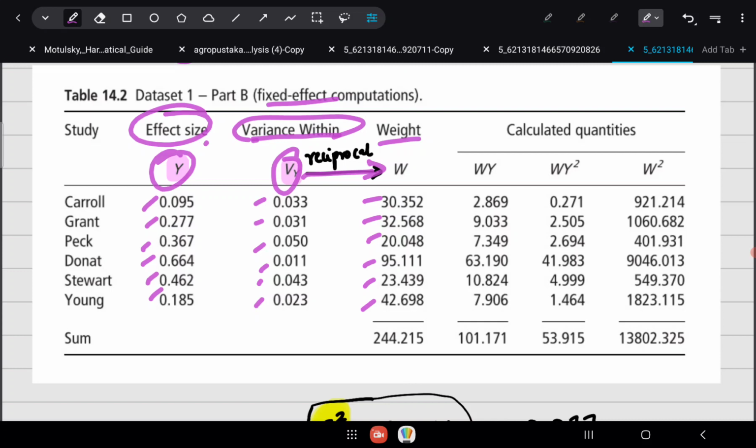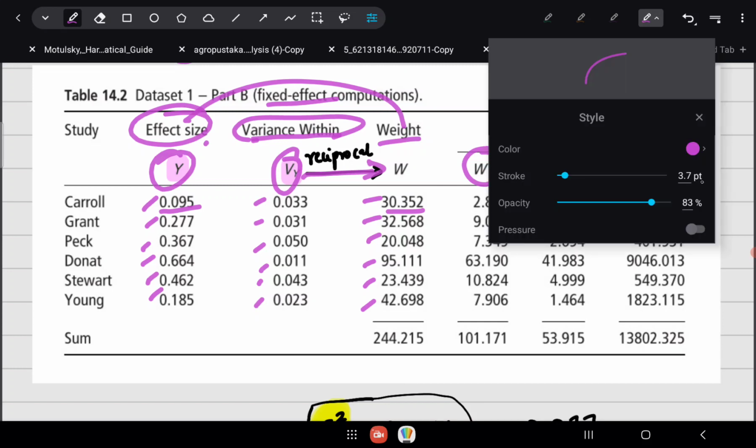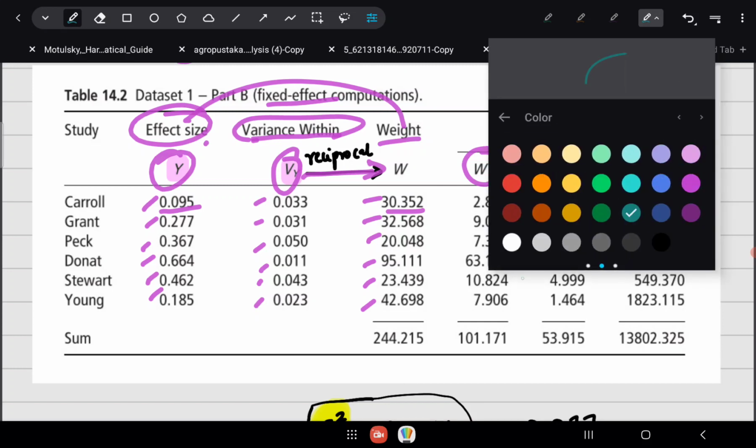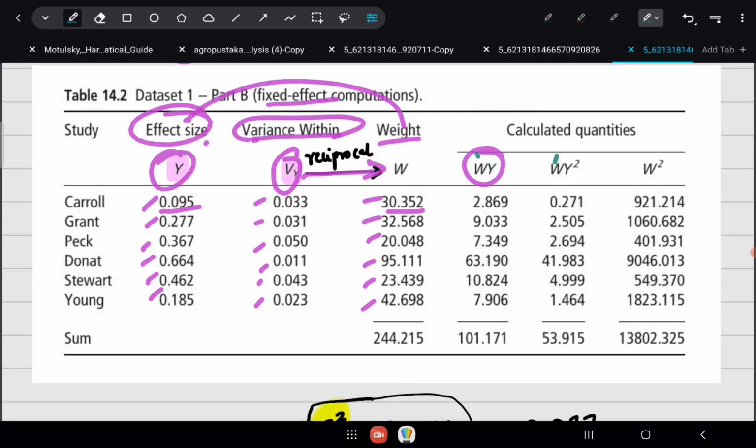So to do that, we'll need some more information. So first we will compute the product of the weight and effect size, this. So 0.095 into 30 for example. And we'll also need WY square. So that is the weight of the study multiplied by effect size square. So we'll compute WY square, and we'll also compute W square.